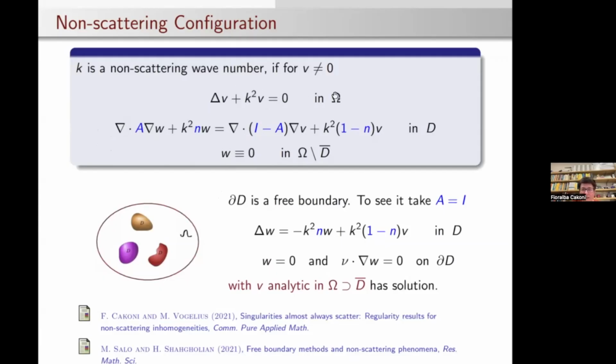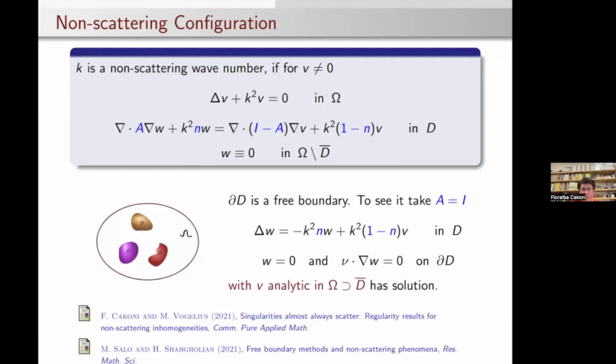So I have that this equation for V is satisfied in a larger domain containing the inhomogeneity. This is the equation for W in D, and W is 0 in the exterior of D. Okay, so the fact that this equation is satisfied in the exterior of D makes V a real analytic function in omega. So you can see that it's about understanding the boundary as a free boundary.